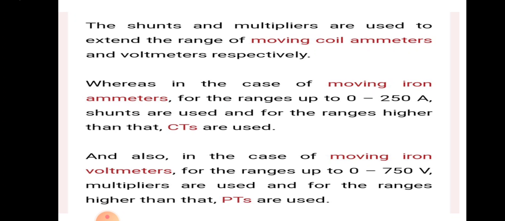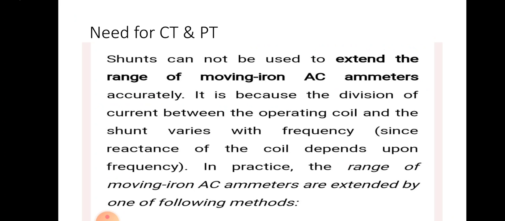Now moving ahead, we will see the need for current transformer and potential transformer. The shunts cannot be used to extend the range of moving iron AC ammeters accurately. Shunts cannot be used for these moving iron instruments. Why? Because they are not accurate, and we know that in measuring techniques the accuracy should be high. It is because the division of current between the operating coil and the shunt varies with frequency.